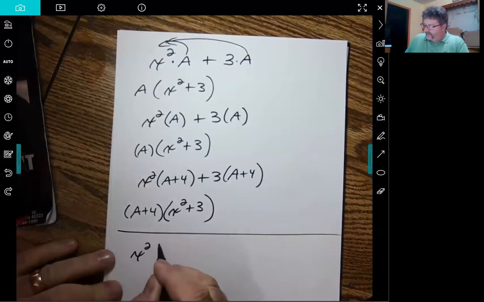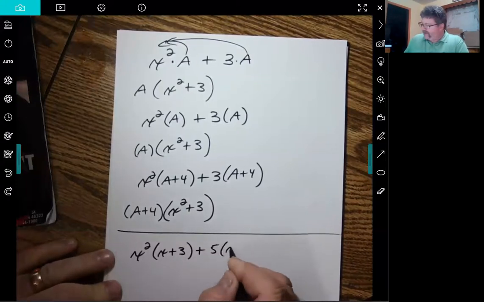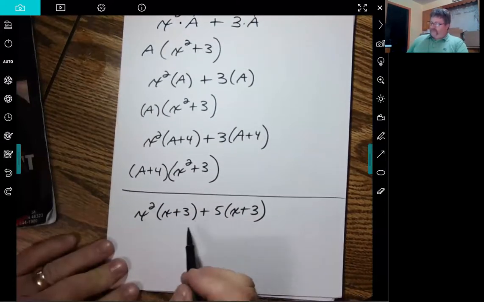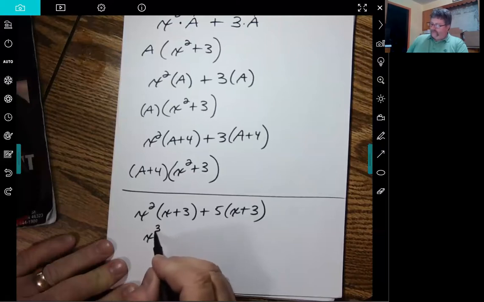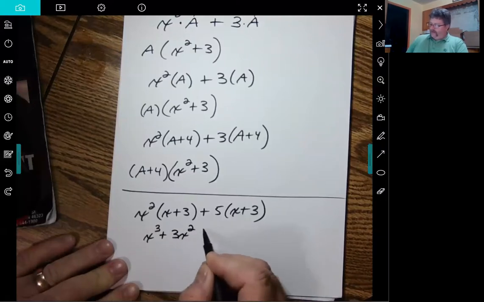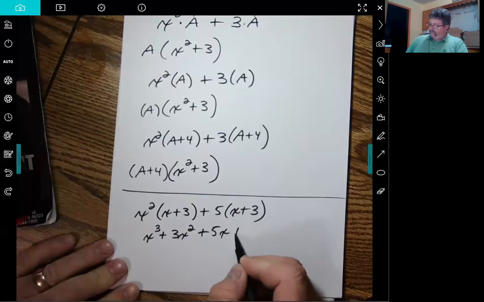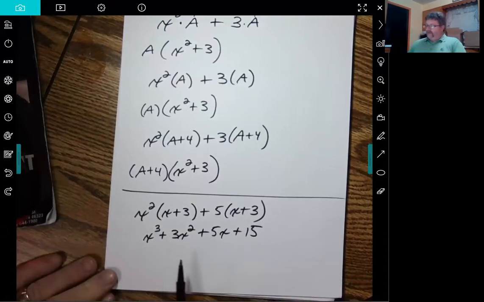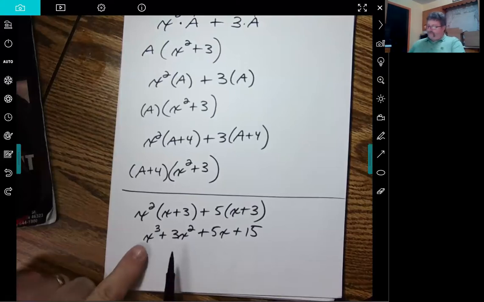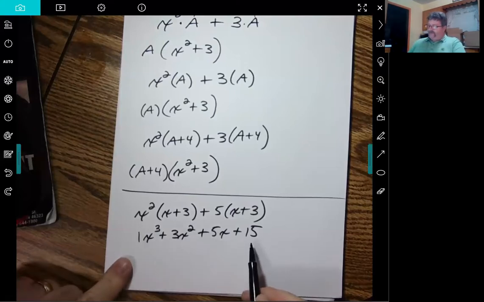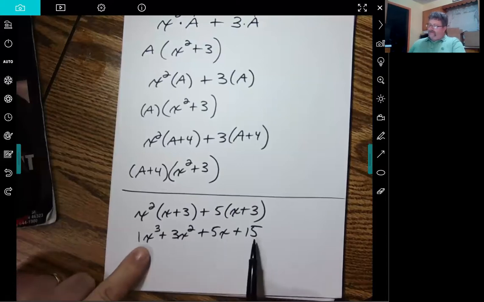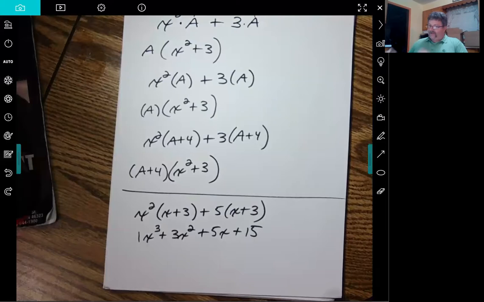What if we had this? X squared times x plus 3, plus 5 times x plus 3. Okay, if I went the wrong way, if I said, well, you got to distribute this, you get an x cubed plus 3x squared, and then you distribute here, plus 5x, plus 15. Well, now look what you have. Now you've got 4 terms. Nothing is common, right? Look at your coefficients. That's a 1, a 3, a 5, and a 15. Nothing is common between all 4 of those. And you've got an x cubed, an x squared, an x, and a 15. Nothing is common. Okay, doesn't mean it can't be factored.